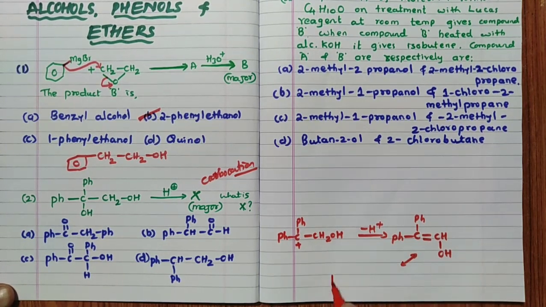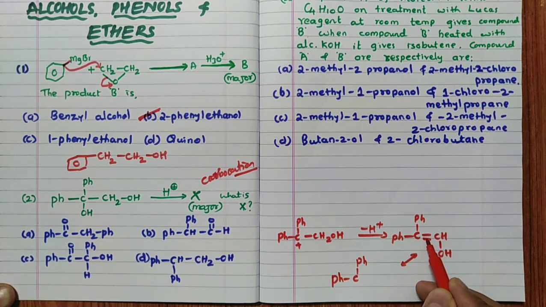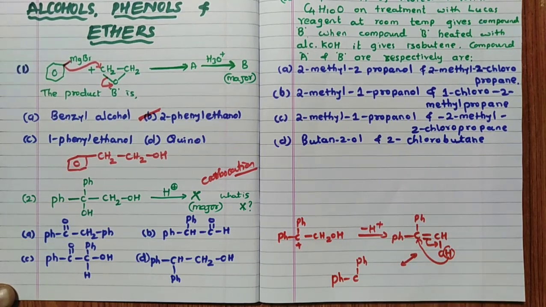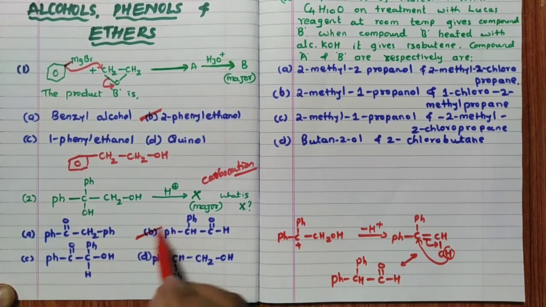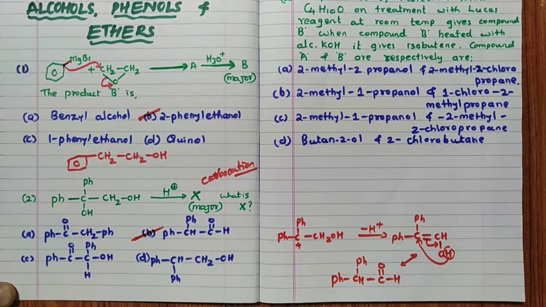Now, how does the enol form convert to the keto form? This double bond will shift here and this hydrogen will shift to this carbon. So we get Ph-CH2-CHO, with the C double bond O and the H already there. This resembles this option. So the answer for this question is B.